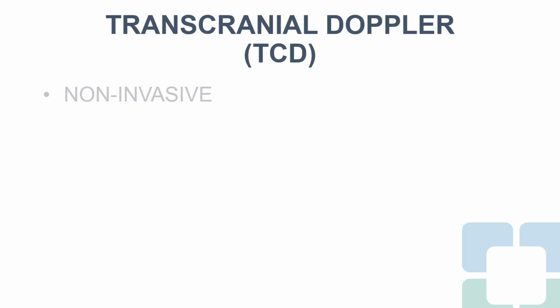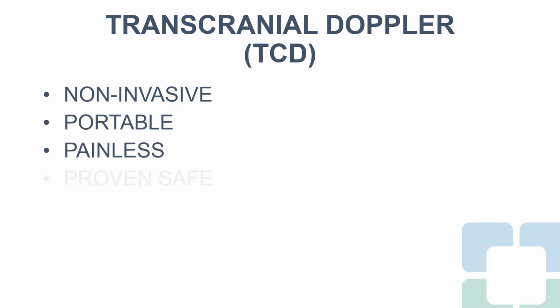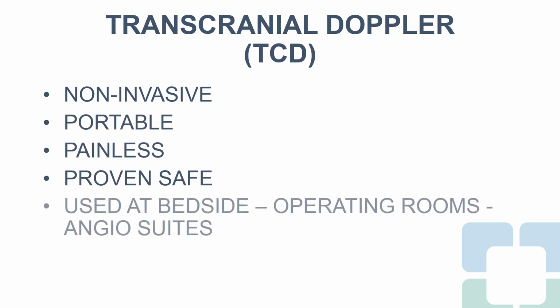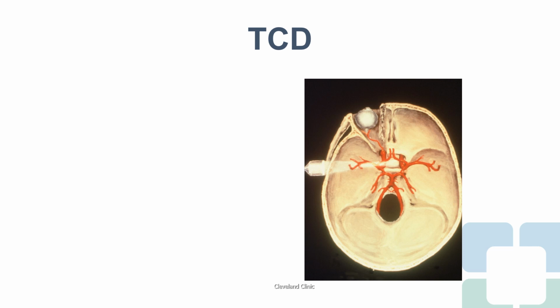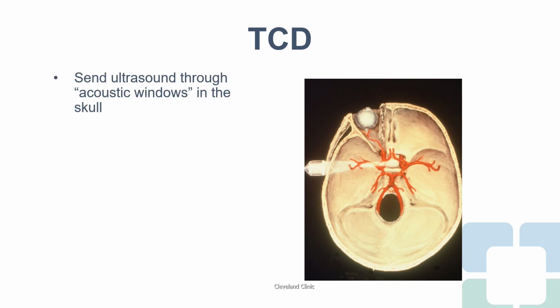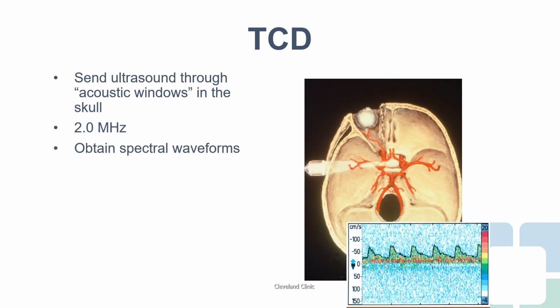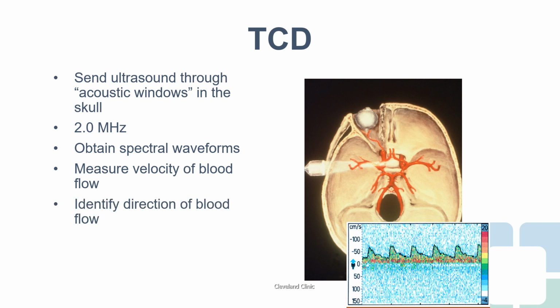So transcranial Doppler has many benefits. It's non-invasive, portable, painless, and proven safe, and it can be used at bedside, in operating rooms, and even in the angio suites. It's relatively inexpensive. So TCD sends ultrasound to the acoustic windows in the skull. It's 2 megahertz. You obtain spectral waveforms. You can measure the velocity of the blood flow and identify the direction of the blood flow.